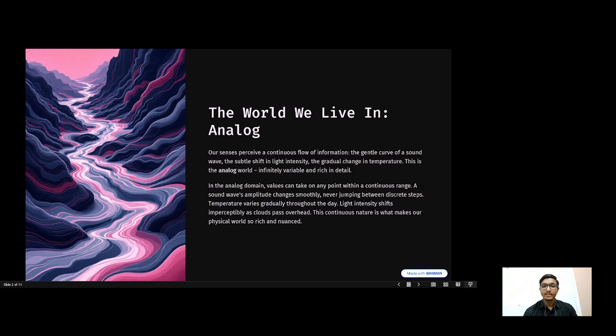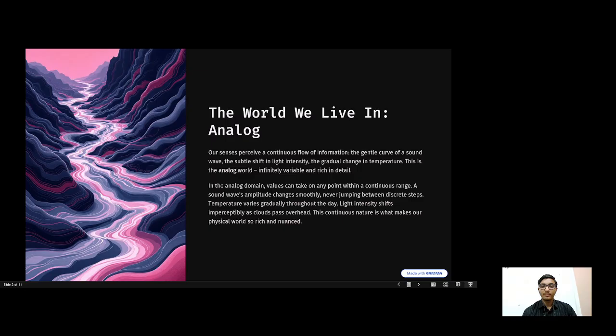First we will see what is the analog signal. The physical world we live in, like sound, temperature, whatever, are analog signals. Our senses perceive a continuous flow of information, the gentle curve of a sound wave, the subtle shift in light intensity, the gradual change in temperature. This is the analog world, infinitely variable and rich in detail.